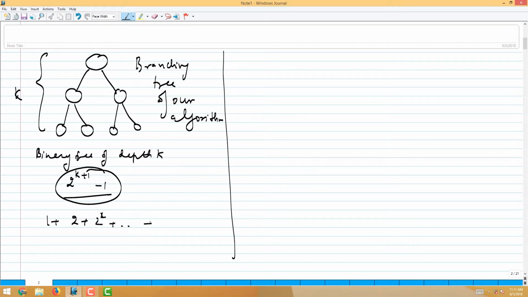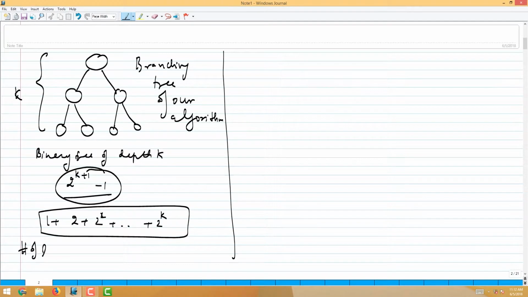Another way of getting this bound could be, suppose I tell you that the number of leaves in this tree is 2^k, then can you bound the number of nodes in this tree? Do you know of any relation between the number of leaves in a tree and, let me call a vertex an internal vertex of the tree if it's not a leaf, the number of internal nodes? It is less than that.